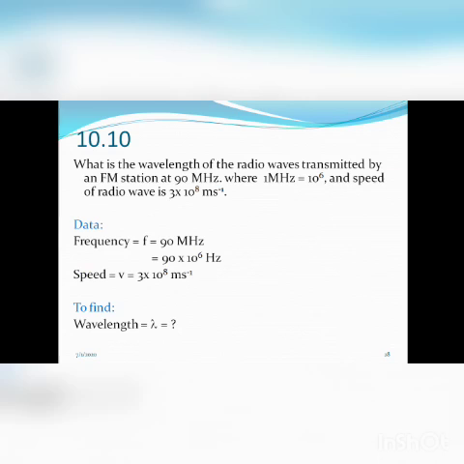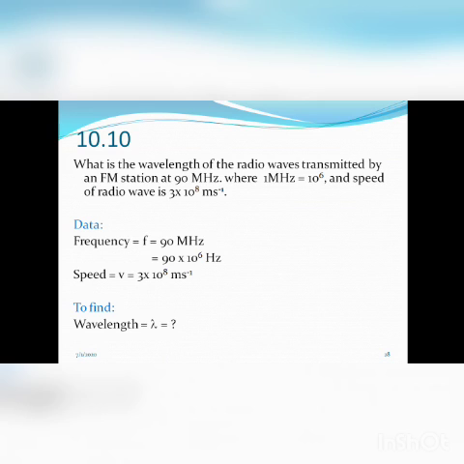Numerical 10.10. What is the wavelength of radio waves transmitted by an FM station at 90 MHz, where 1 MHz is equal to 10 raised to power 6, and the speed of radio waves is 3 into 10 raised to power 8 meters per second? Data. Frequency f is 90 MHz, 90 into 10 raised to power 6 Hz. Speed v is 3 into 10 raised to power 8 meters per second.